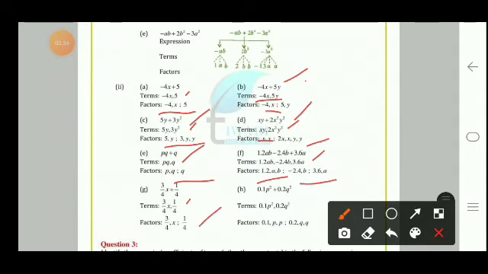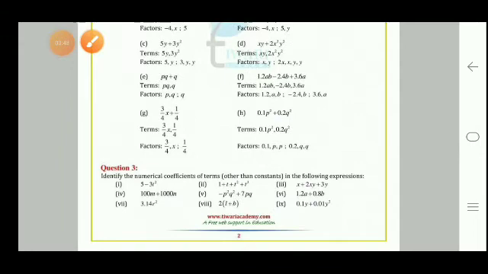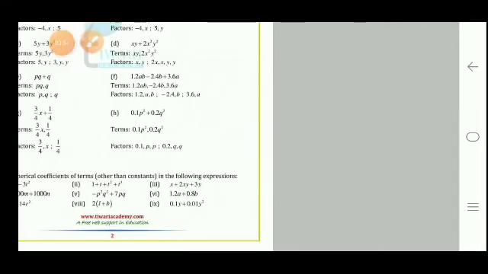Here 0.1p square plus 0.2q square, so the terms are 0.1p square and 0.2q square, and the factors are 0.1 into p, 0.2 into q and q. Then question number 3 is to identify the numerical coefficient of the terms other than the constant in the following expressions. So the expressions are given.